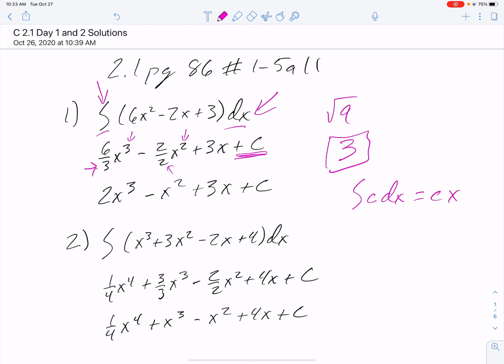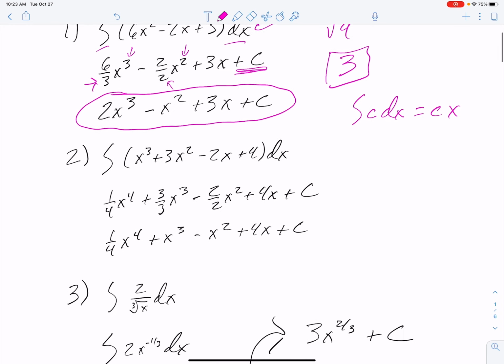Don't forget about plus c. It's the easiest thing to forget. I'll try and remind you when we take quizzes and tests, but again, don't forget the plus c. If you skip that intermediate step and went straight to your final answer, that's fine with me. I'm just trying to show where my values are coming from.